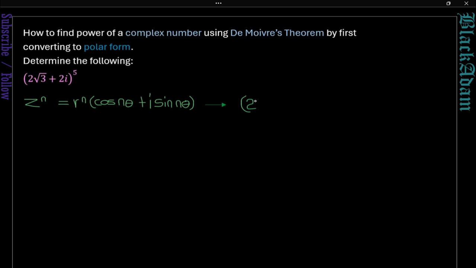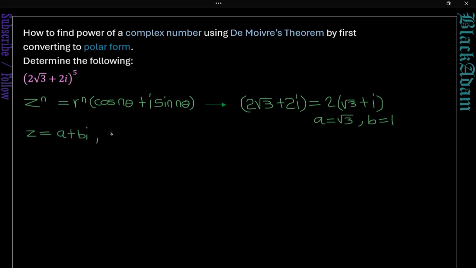So when we have 2 root 3 plus 2i, we just deal without the exponent first. We factor out 2 to give us 2 bracket root 3 plus i, so a is root 3 and b is 1, and 1 times i is i. Then z is equal to a plus bi, that's the complex form, and r is the root of a squared plus b squared.